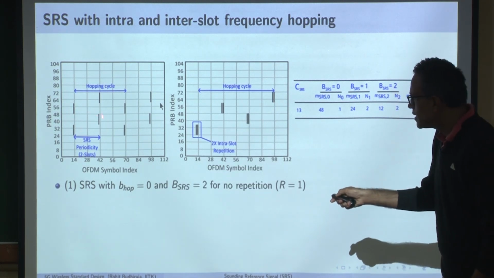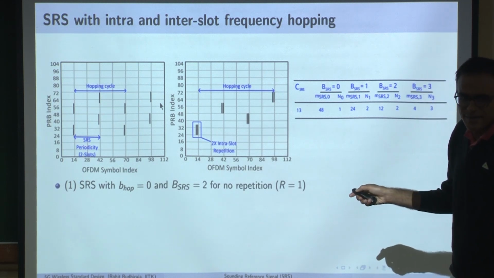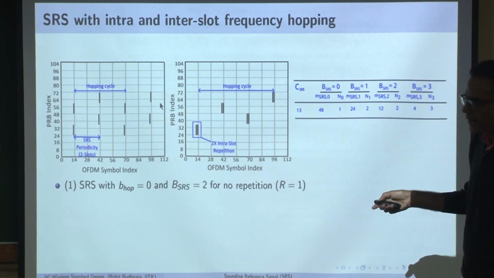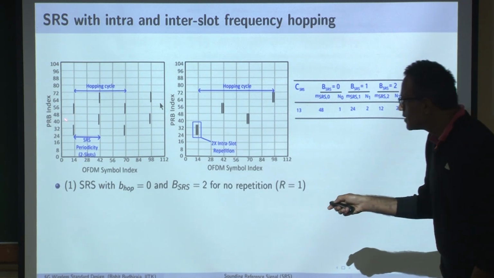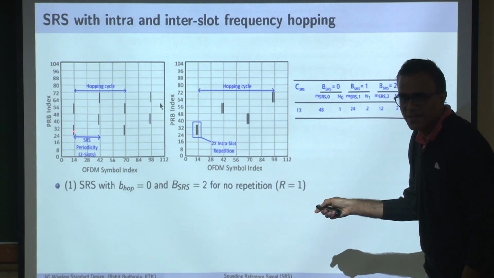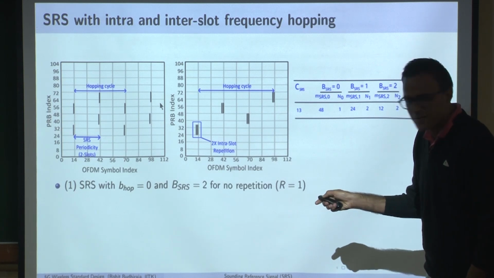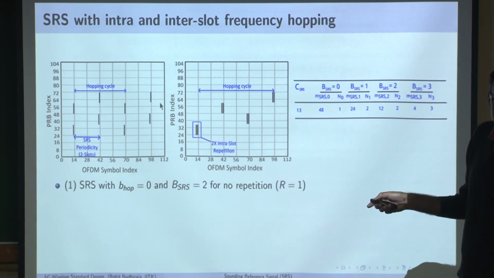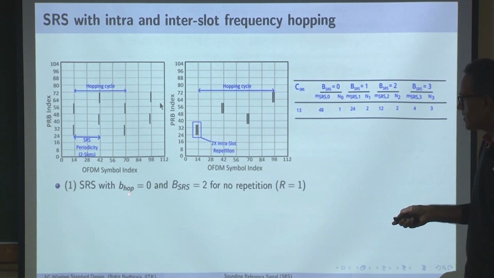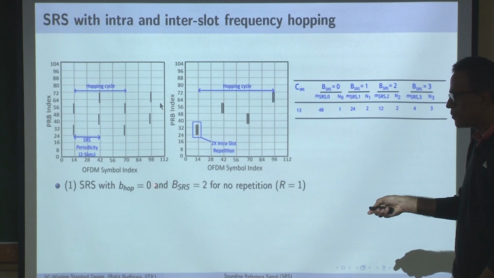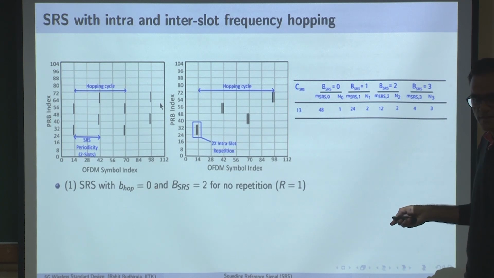Okay, so this is one hopping cycle, right? Correct. I was getting confused that both of them are the same. They are not the same. This is one hop, this is 13 symbol, and this is 14 symbols. So you have 4 hops. SRS with B hop is 0 and BSRS is 2.